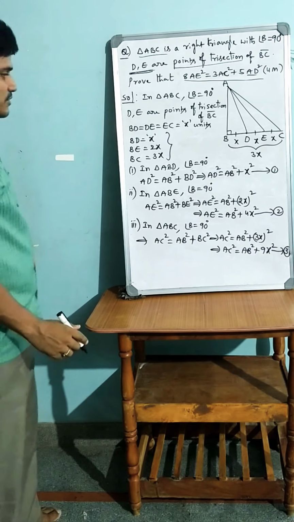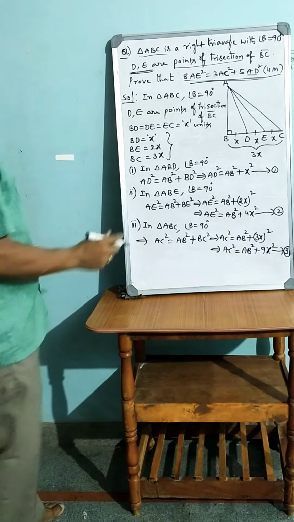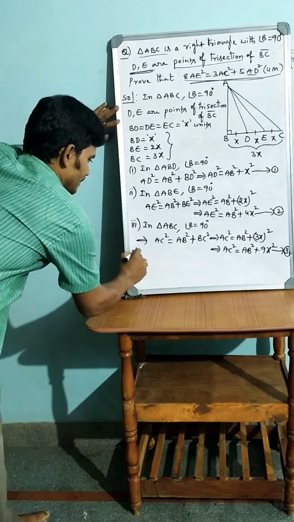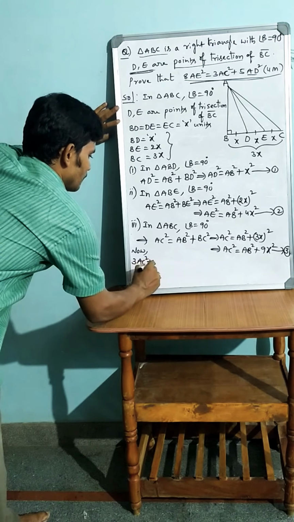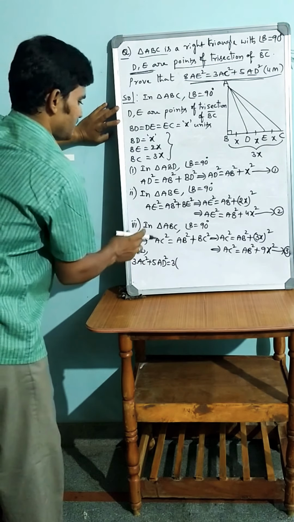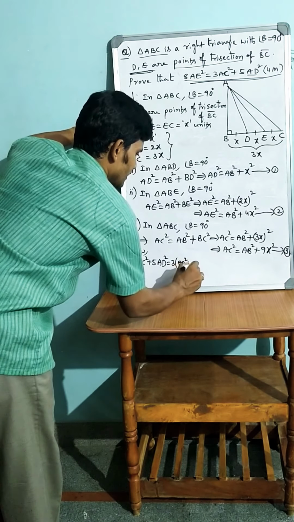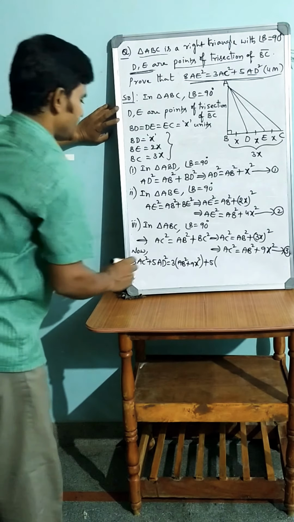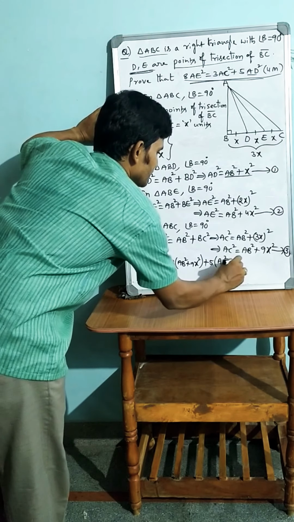Now, by using these 3 equations, we have to prove the required condition. Let me take 3 times AC square plus 5 times AD square. 3 times AC square means, where you have AC square, this one is AB square plus 9x square, plus 5 times AD square, that is AB square plus x square.